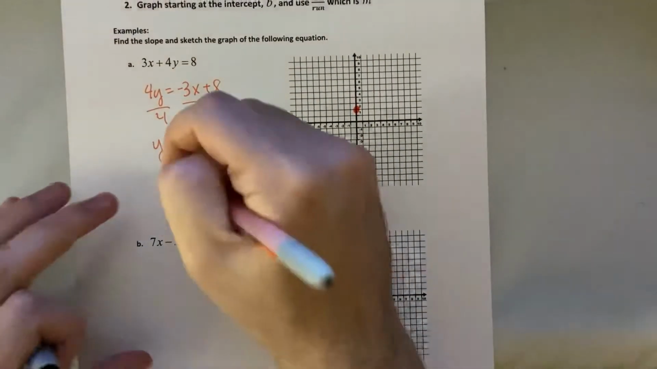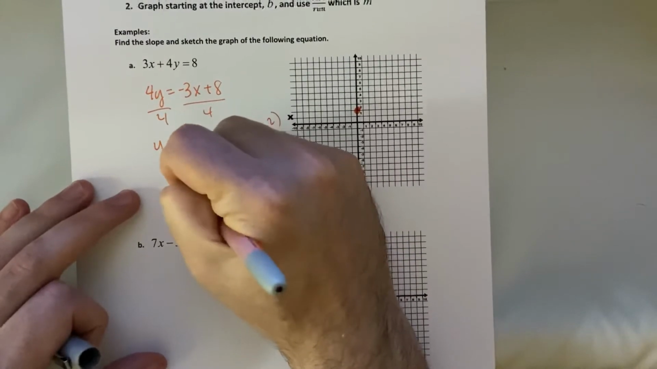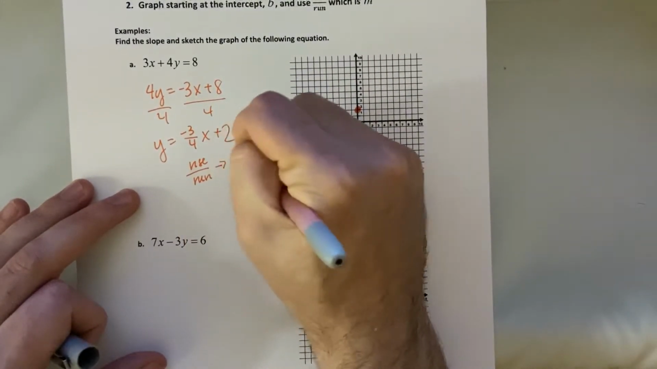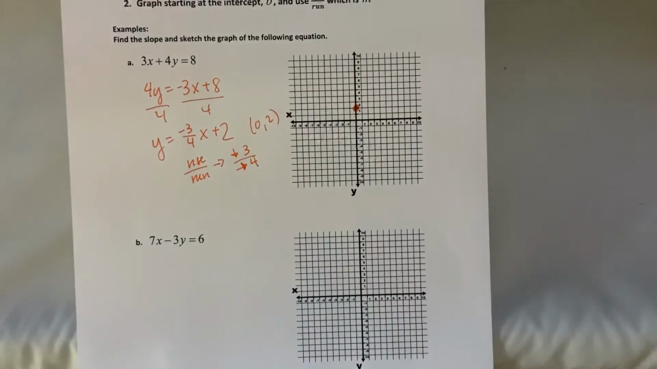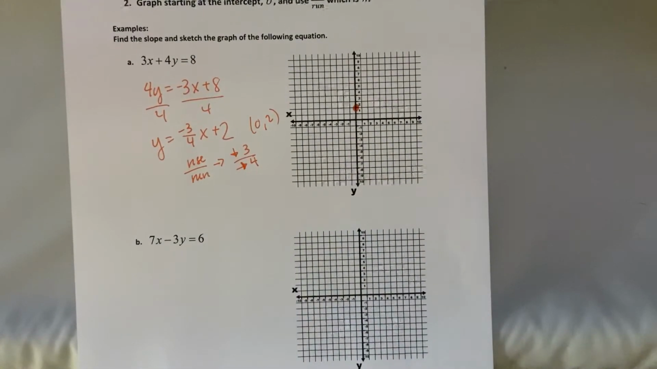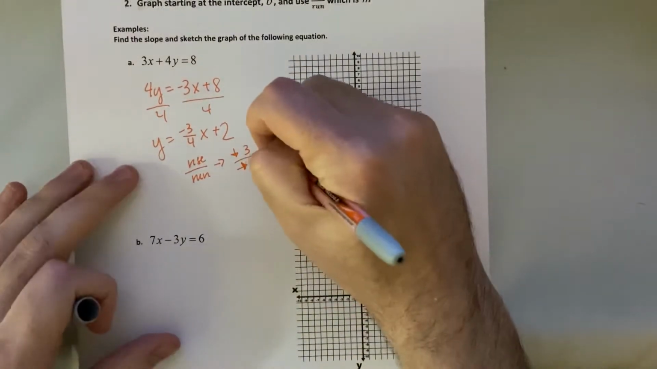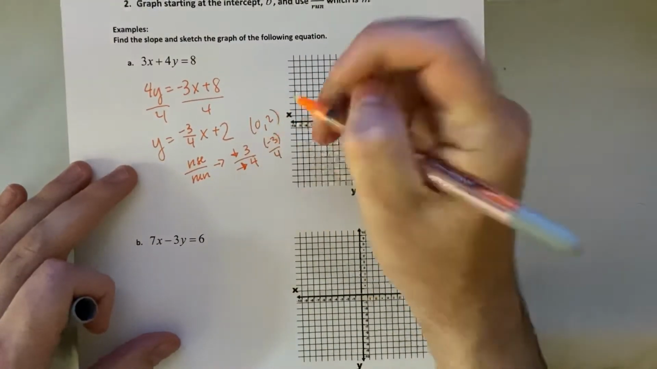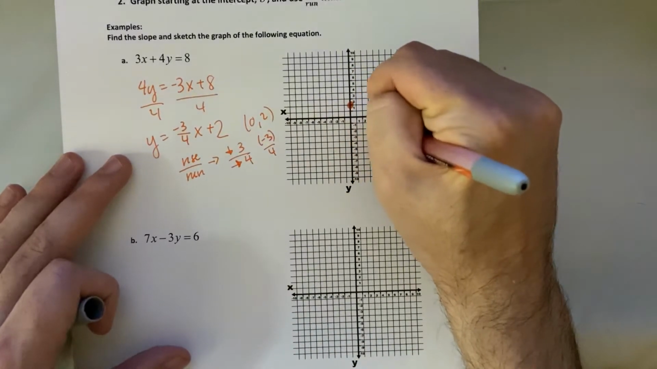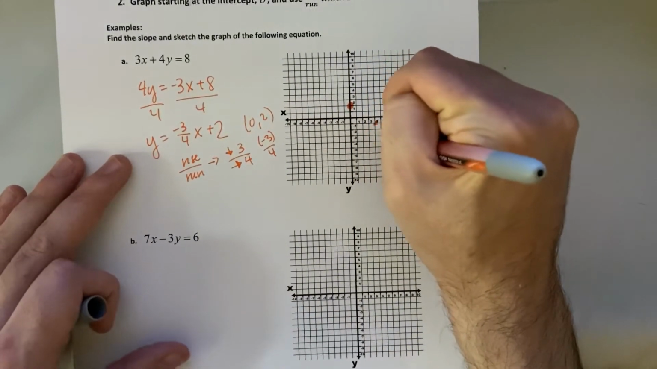And the negative 3/4 is rise over run. So that really means down 3 and to the right 4. It's always to the right if it's positive. But down 3 and to the right 4, you can also go up 3 and to the left 4. This represents negative 3 over 4. So down 3, to the right 4. You can keep making more points if you want.